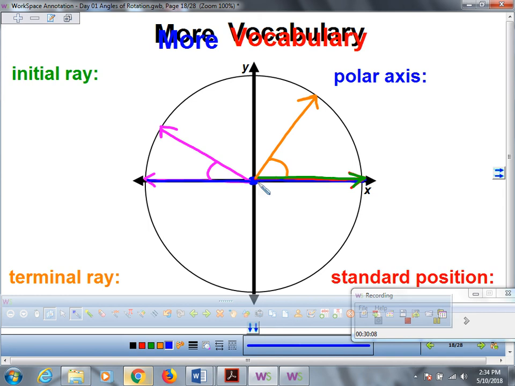Does that make sense? When we talk about angles, for the rest of this entire unit, we're going to be talking about angles that come off of here. Do you know what I'm saying? We're going to be reading all of our angles from this polar axis. Okay? This one starts from the polar axis, right? It's not in standard position, though. We would actually call this a negative angle, because it's going in the opposite direction.